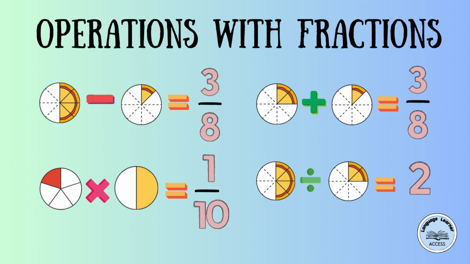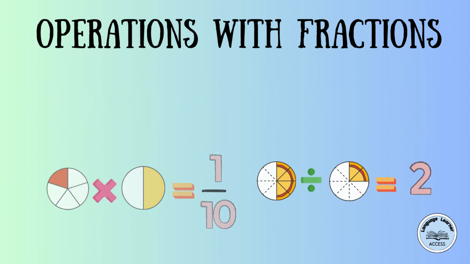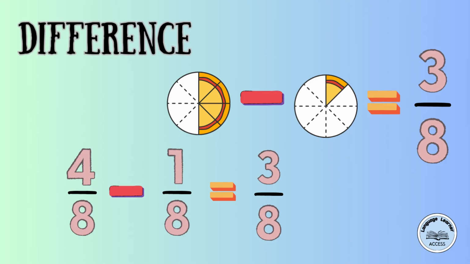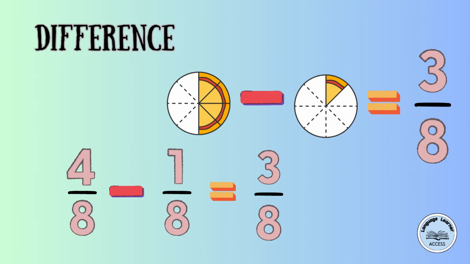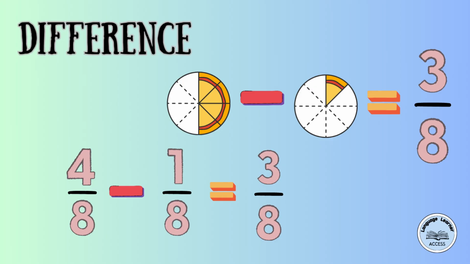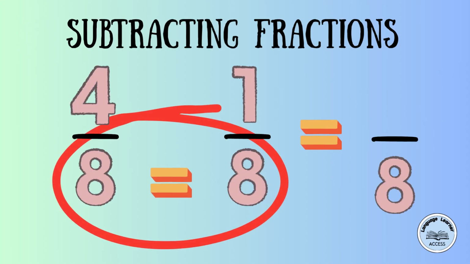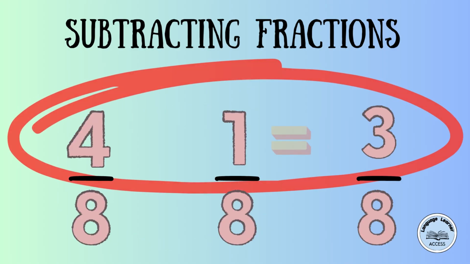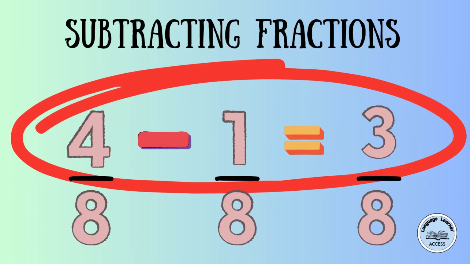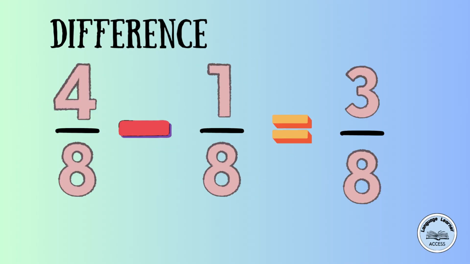We can use all the basic math operations with fractions. When we subtract fractions, the result we get is called difference. To subtract fractions, we need to make sure the denominators are the same. Then, we subtract the numerators. In this case, 4 minus 1 equals 3. Finally, we find the difference. In this case, 3/8.